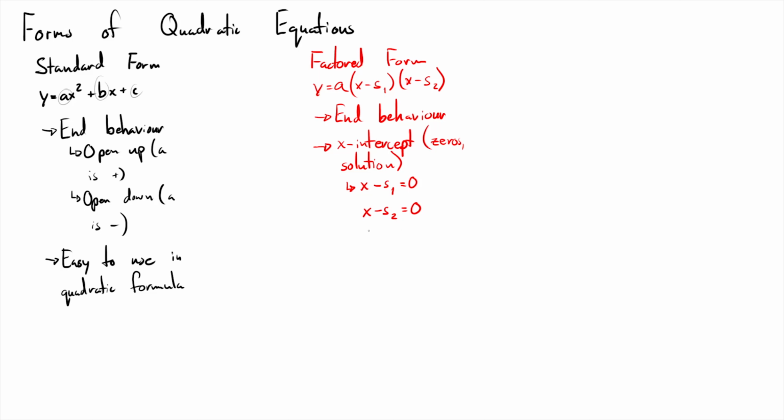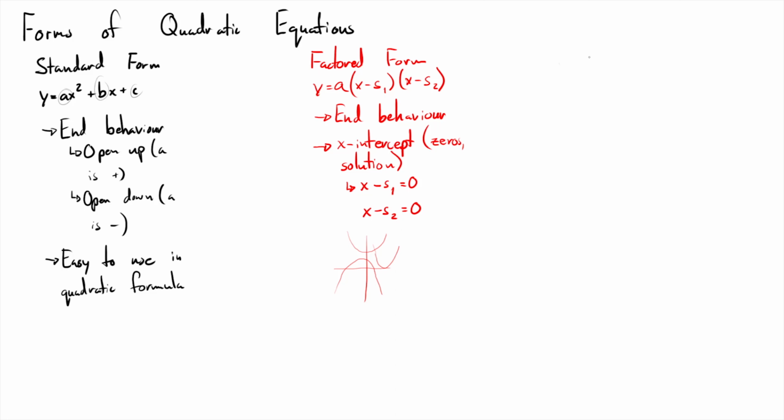Okay, and sometimes you will get no answer, sometimes you'll get one answer, and sometimes you'll get two different answers from the s1 and the s2. And again, that kind of makes sense because remember, in terms of graphs, you can either have it cross the x-axis 0 times, you can have it cross the x-axis 1 time, or you can have it cross the x-axis 2 times. And so you can either get 0 solutions, 1 solution, or 2 solutions, depending on what happens here. Okay, so that's our factored form.